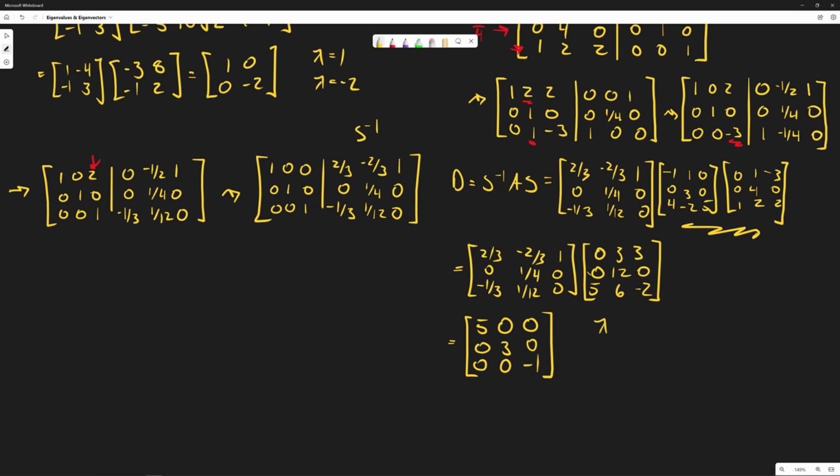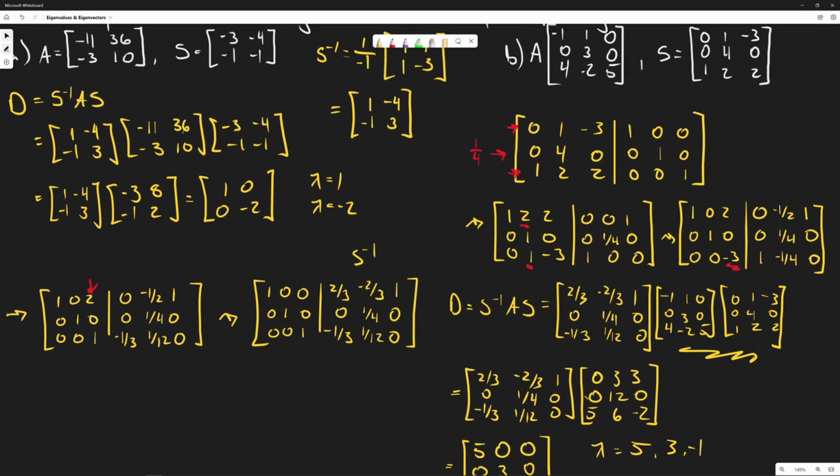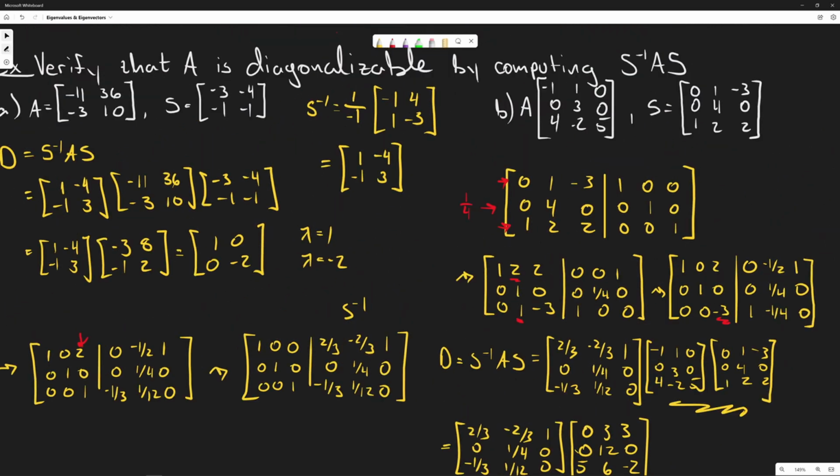And this, again, will tell us that our eigenvalues are 5, 3, and negative 1. And that's pretty much it for this video. This wasn't really hard. We just had to verify that this gives us a diagonal matrix. And if you recall in lecture, a diagonal matrix has the eigenvalues on the main diagonal.